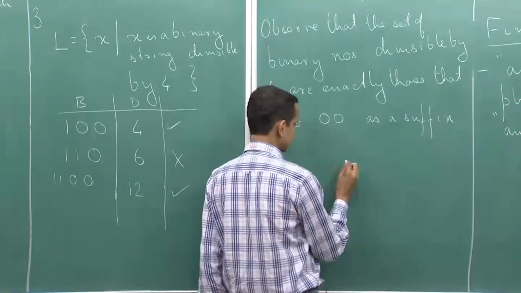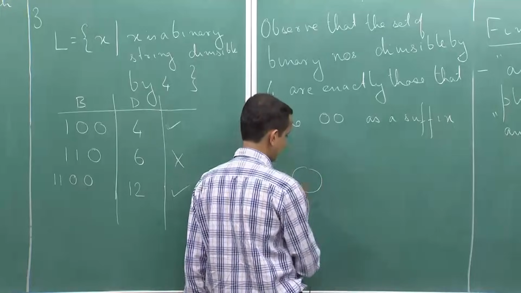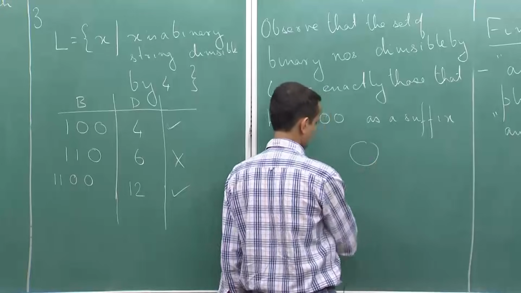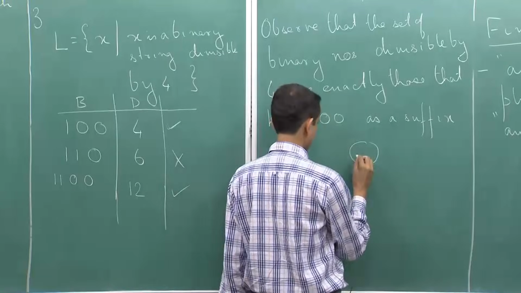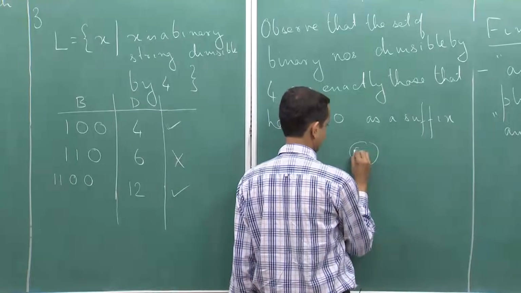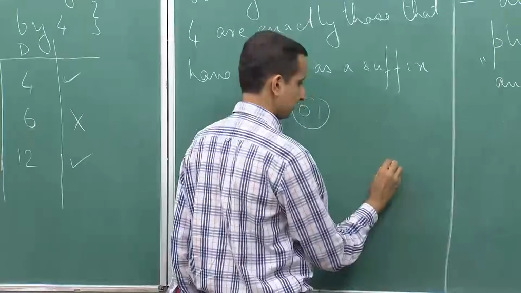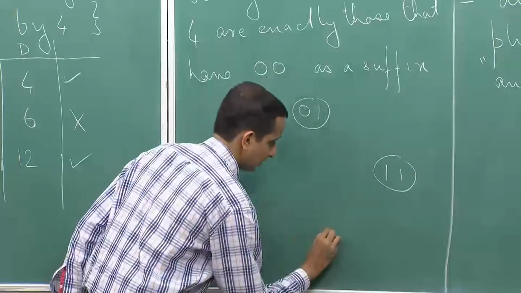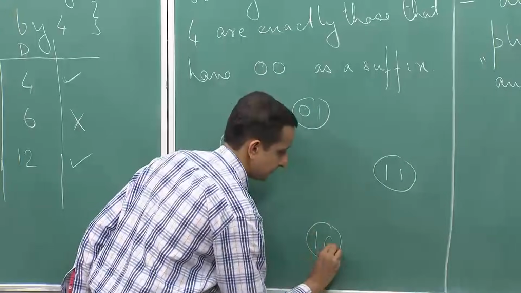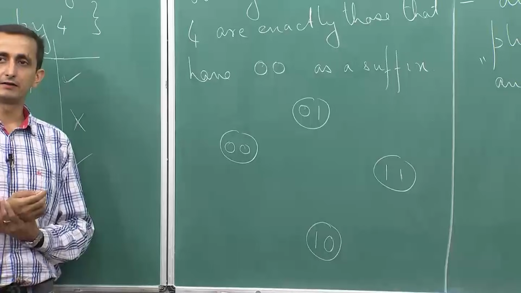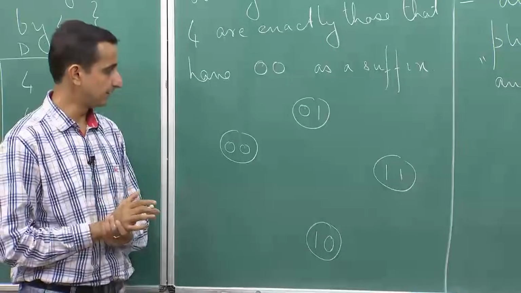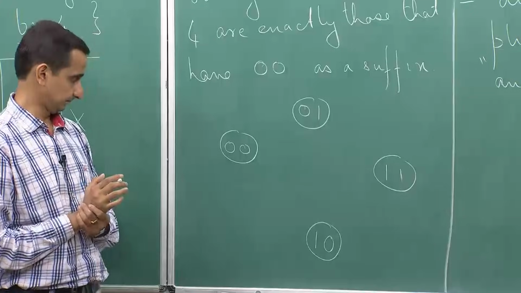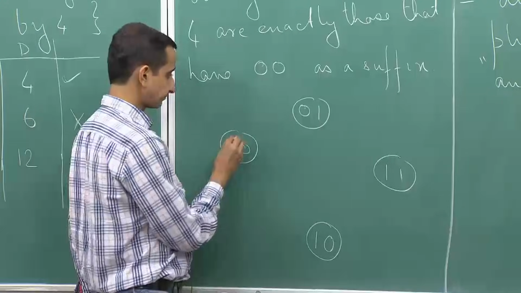Okay. So, the last 2 bits of a binary number can either be 0 0, or 0 1, or 1 1, or 1 0. These are the 4 different values that can be taken by the last 2 bits.